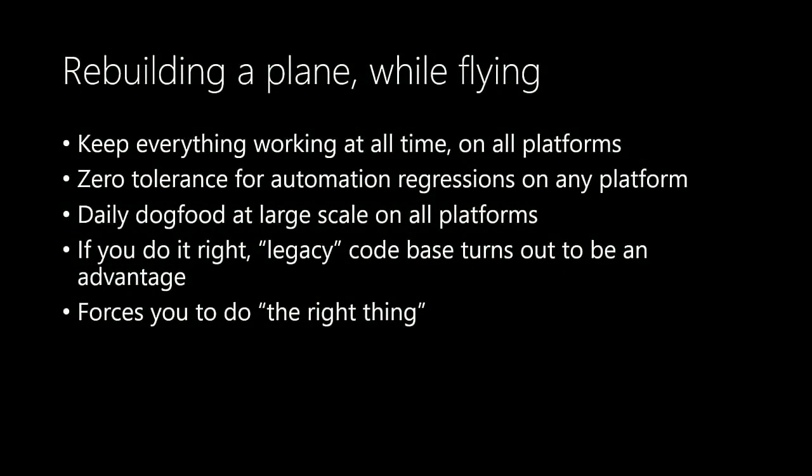So the amount of combinatorial complexity that you're going to have inside your code base is going to be so bad that you might actually be better off just having separate versions of the code. And we kept everything working at all times on all platforms. So Windows version, WinRT version, Android version, iOS version, all of them have to work at all times. Zero tolerance for any regressions of any automation, and zero tolerance of regressions of functionality. And we ensure this by doing very broad dogfood.